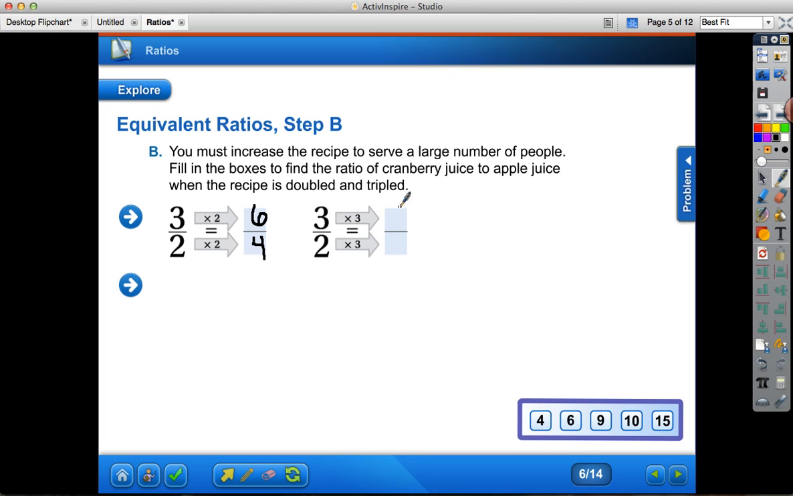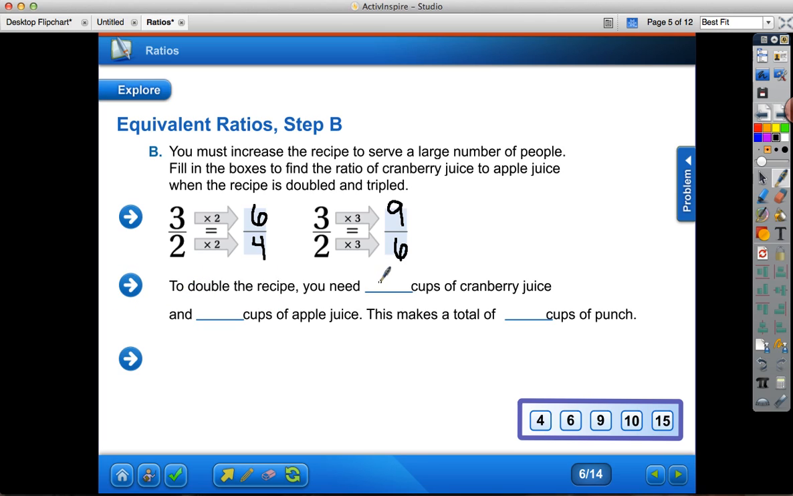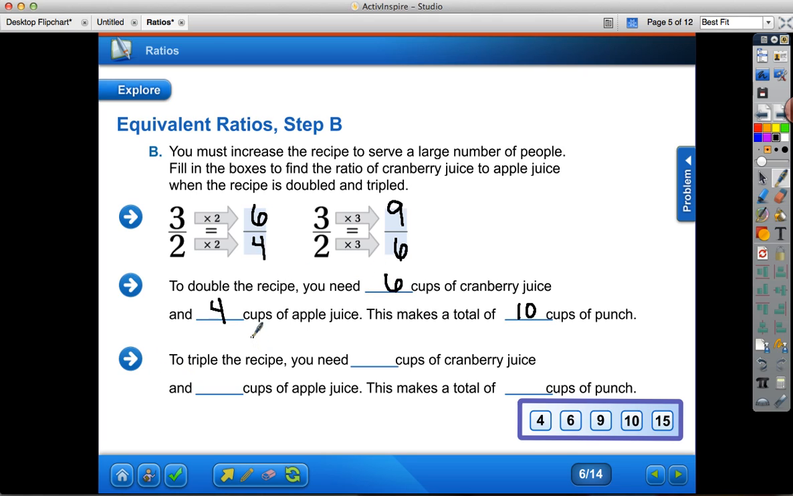Okay, same thing here. If I triple it and put in 9 cups of cranberry juice, I have to triple the amount of apple juice and put in 6 cups. So what this now means is if I double it, I need 6 cups of cranberry juice and 4 cups of apple juice, which now would give me a total of 10 cups of punch. So when I add these two things together, that should give me the total, because the 2 parts of the juice would give me the total of the juice. And when I triple it, again, the 9 cups of cranberry juice plus the 6 cups of apple juice would give me 15 total cups of juice.